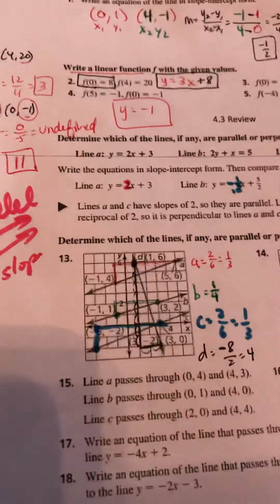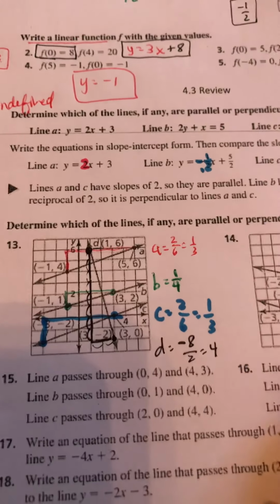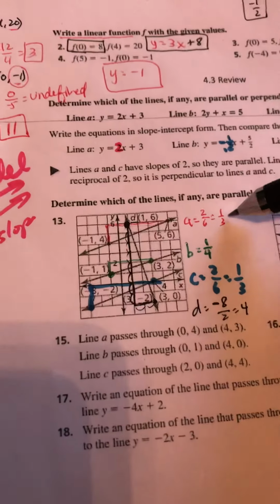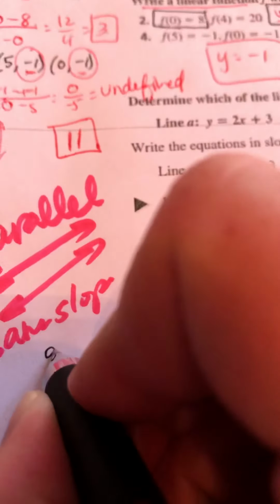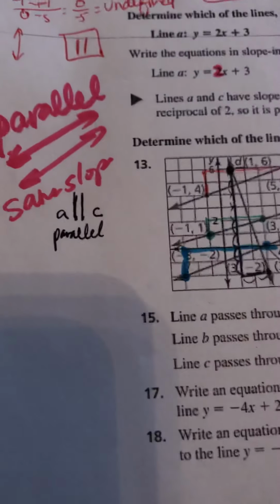So what it's asking us to do on number 13 is to decide if there's parallel or perpendicular and explain. I'm just going to explain verbally. But right here, do we see that 1/3 and 1/3 are the same? And so A is parallel to C. That's how you write it all fancy. That just means parallel. Okay?